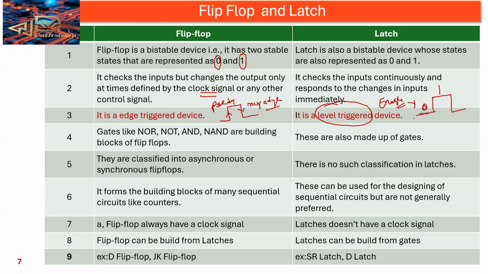If enable is 0, the outputs do not respond. Whenever we give enable 1, the outputs will be produced. Both are the same kind of circuits, and there are D flip flop, JK flip flop, T flip flop, and so on; latches are also there. Instead of the clock, here in latches we use the enable pin. That's it.